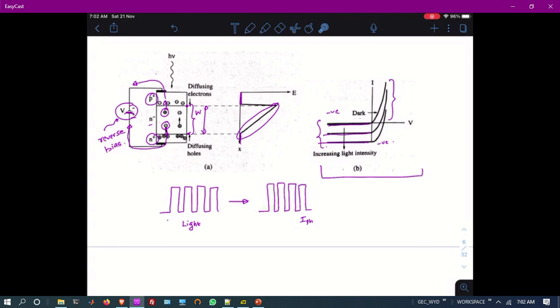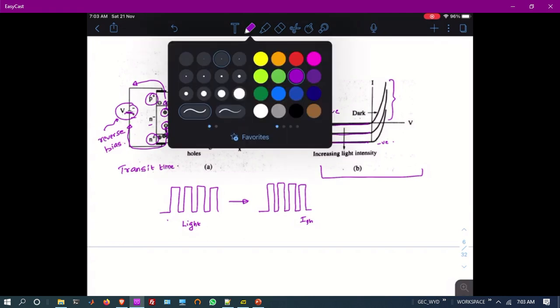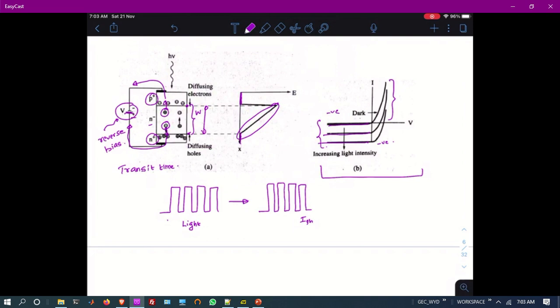Okay. Now because of the width of this depletion region and many other factors of the PN junction, the electrons and holes generated will take a finite amount of time to go to this. The time the electron and hole take to move across the depletion region towards the external circuitry is called the transit time. Now, if the transit time is very high, then the final current output will not be of this form, but it can be something like this.